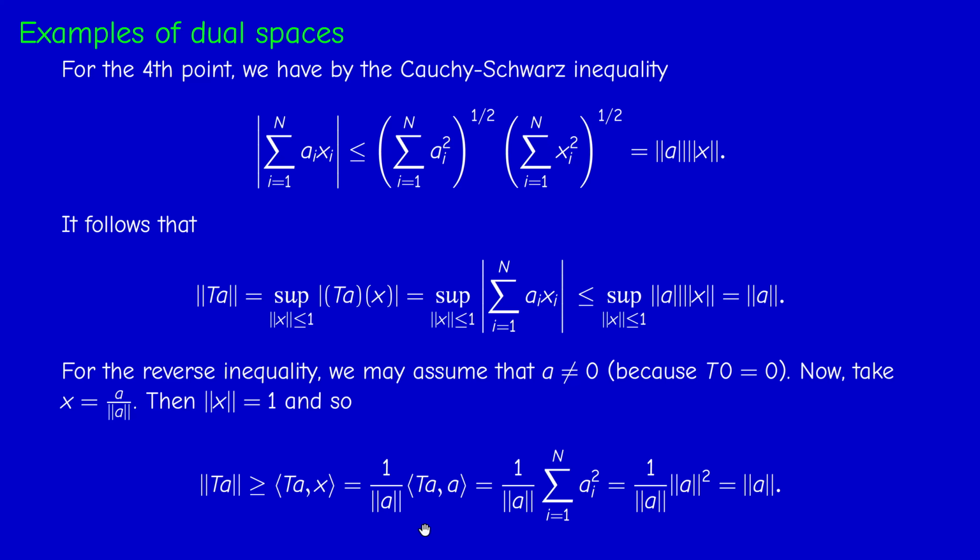So we have a double inequality and therefore equality. So this finishes the proof that T is an isometric isomorphism between Rn and its dual. Okay. So we can identify Rn with its dual if we put the Euclidean norm.